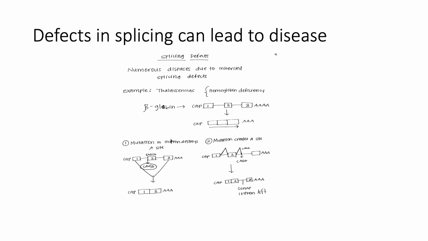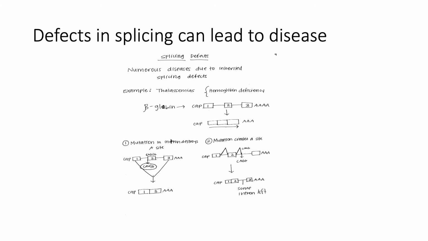The example that I'm giving you is called a thalassemia. And this is a hemoglobin deficiency. It's kind of like an inherited anemia. So if we look at beta globin, the 5' cap, exon 1, exon 2, exon 3, the poly A tail, goes through its proper splicing, and then the 3 exons are joined together, and you have the proper message to make beta globin, which will contribute to hemoglobin. So there's two different kinds of mutations and defects I want to show you.